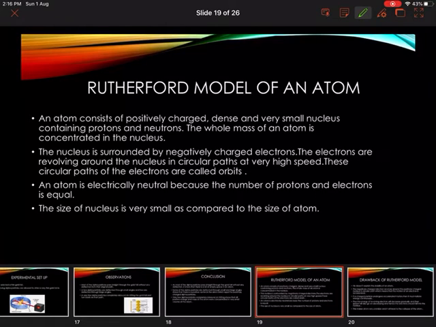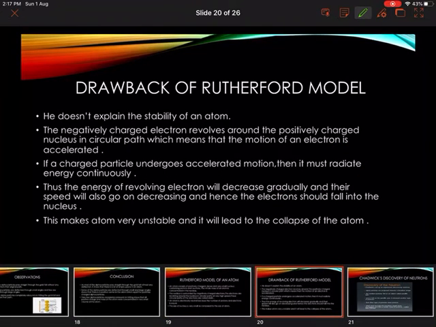So the atom is, as we explained, the nucleus surrounded by negatively charged electrons revolving around the nucleus in a circular path. The atom is electrically neutral. Why? Because the number of protons equals the number of electrons. And the size of the nucleus is very small compared to the size of the atom. So Rutherford, until now, discovered that there were positively charged subatomic particles inside the nucleus.